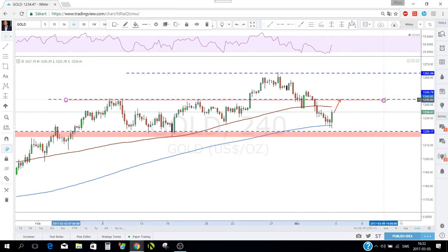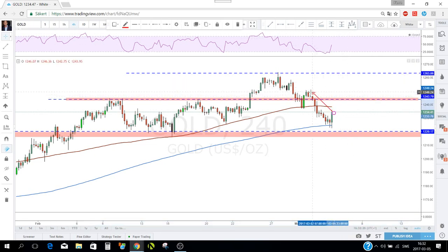So keep your eyes on this level. If this level gets broken, then of course we have some structure to look at back up here. A retest of this area should be the ultimate place to try to short it another time. That's what I have on gold for now.